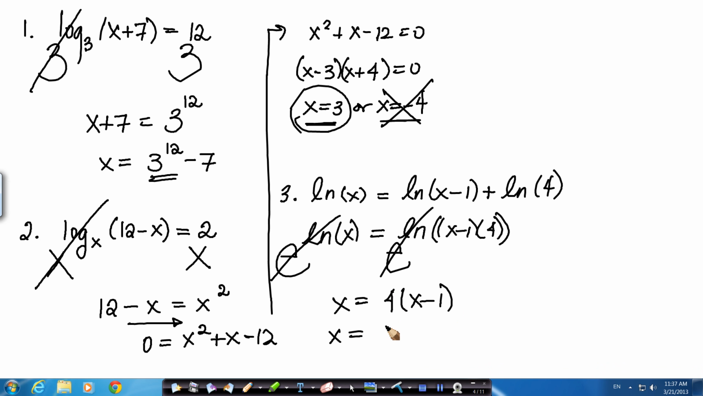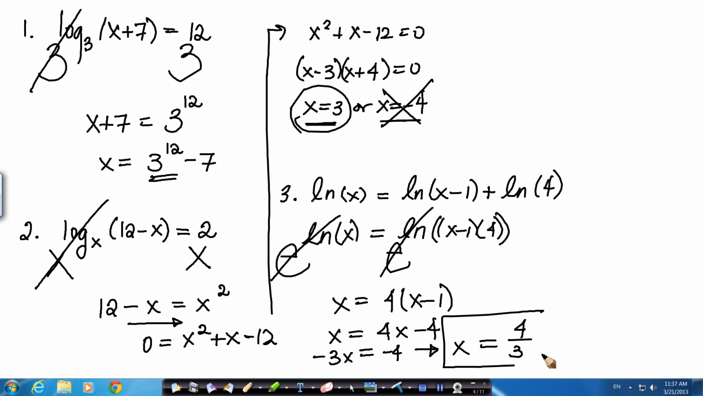So x must equal 4x minus 4. So negative 3x equals negative 4. Therefore, x must equal 4/3. If we plug that back in there, 4/3 is greater than 1, so 4/3 minus 1 is still positive, so we're good. This is our answer.